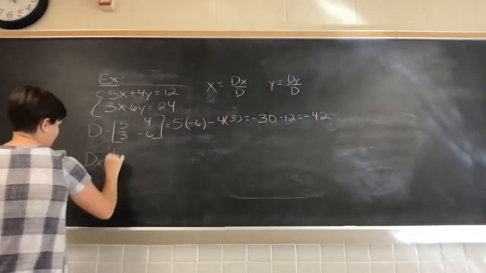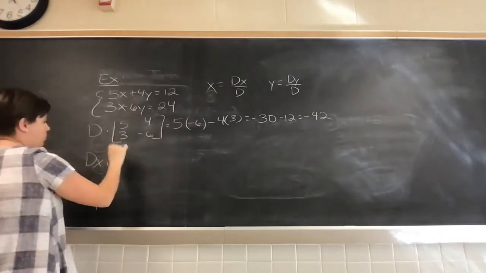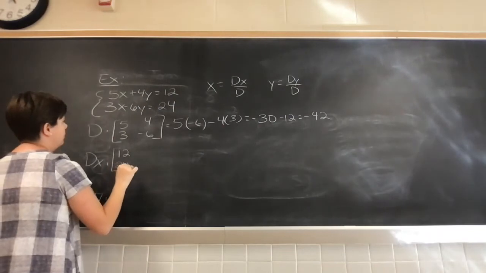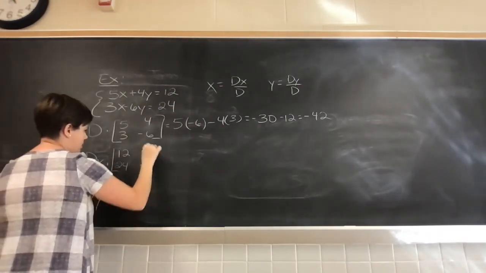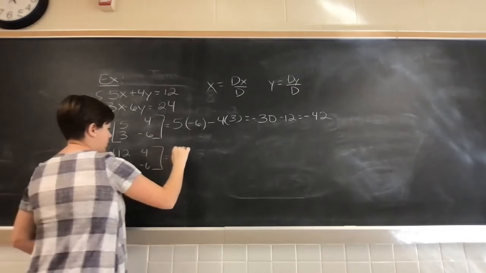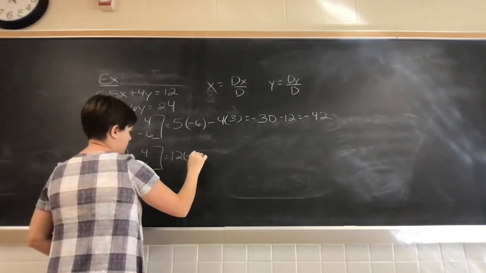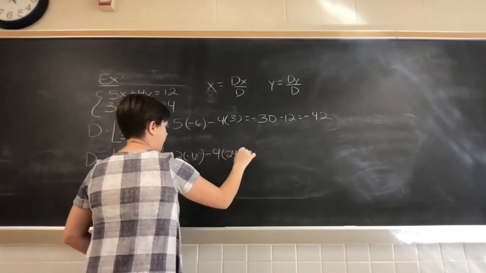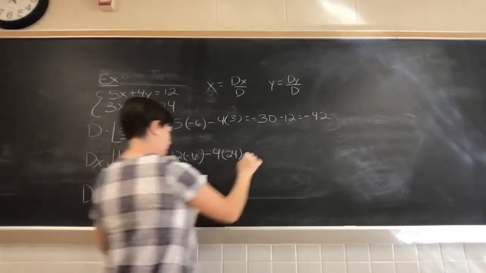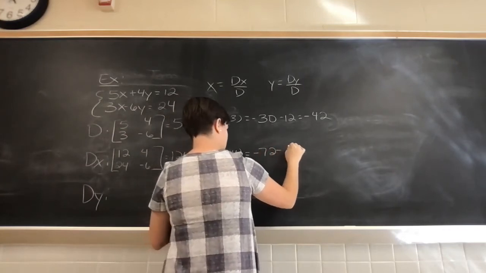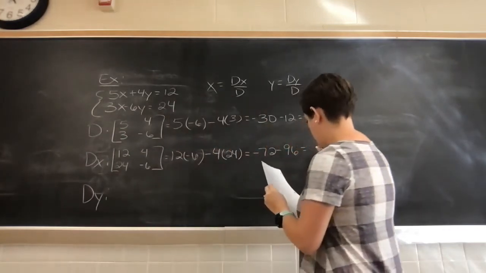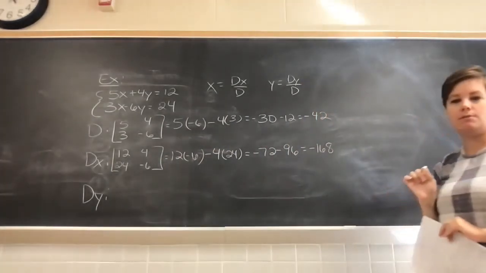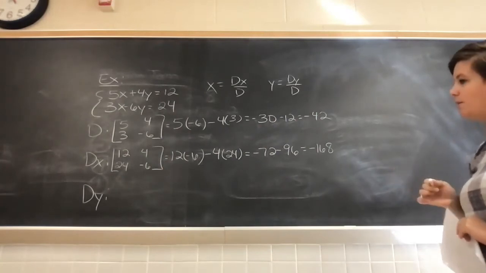Now for my dx, I'm going to replace my x values with the solutions. So instead of 5 and 3, I'm going to write 12 and 24, and then 4 and negative 6. 12 times negative 6 minus 4 times 24 equals, we're going to get negative 72 minus 96, which equals negative 168. Nice big numbers. Big numbers aren't bad numbers, they're just big.